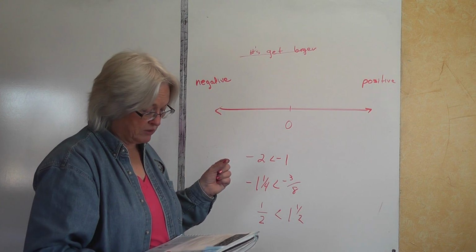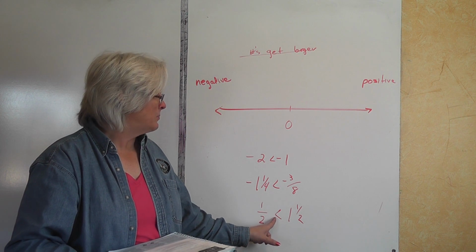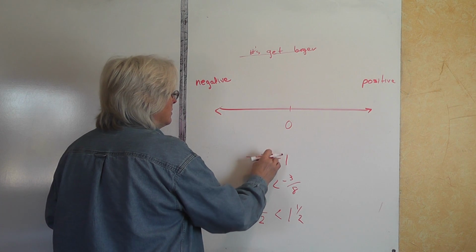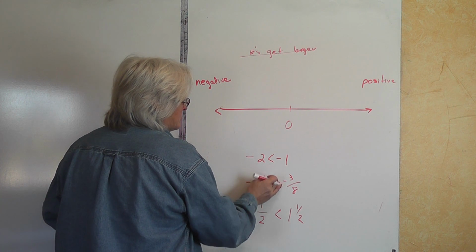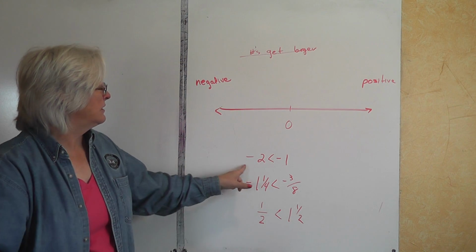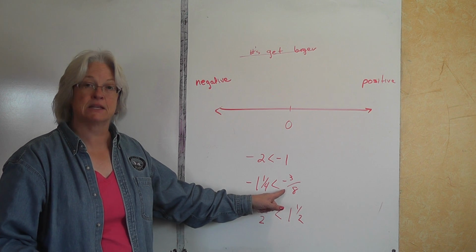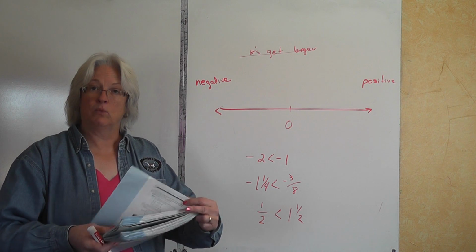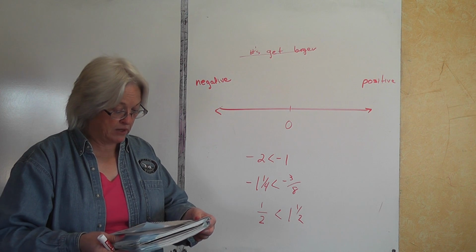Something that you can think of when you're comparing numbers using this inequality symbol, the pointy end, the smaller end, is always going to point towards the smaller number. So let me be really particularly precise, as precise as I can be with a broad tip marker. -2 is less than -1. -1 1/4 is less than -3/8. 1/2 is less than 1 1/2. So let's go ahead and use that number line to compare these.